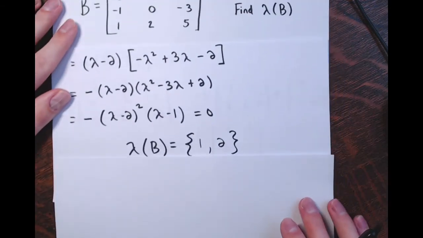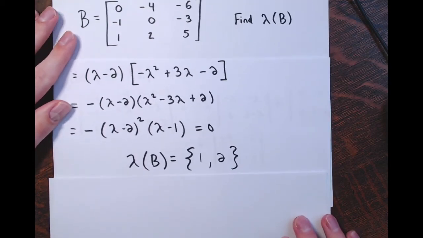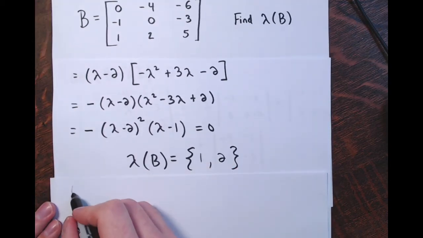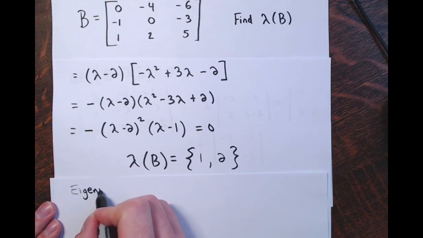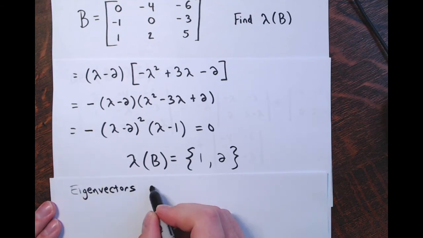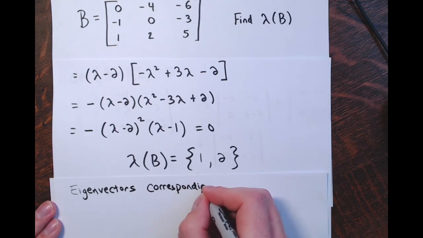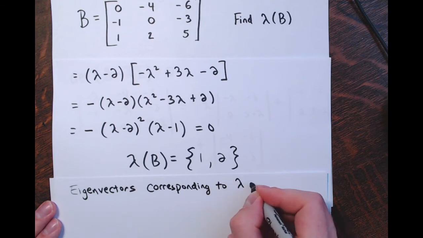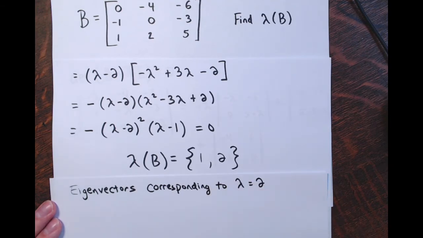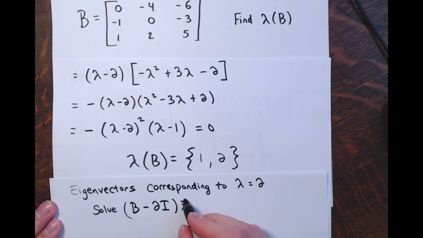So again, here's matrix B. We found the spectrum. Now I want to find the eigenvectors corresponding to lambda equals 2, like they were asking. So that means I'm solving this equation: B minus lambda I, B minus 2I, times some vector x, when is this equal to the 0 vector?